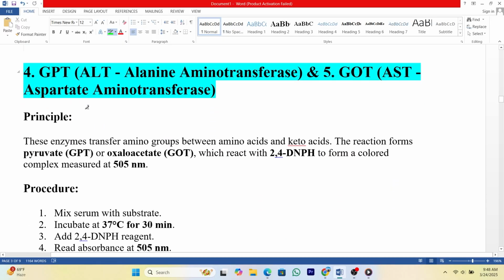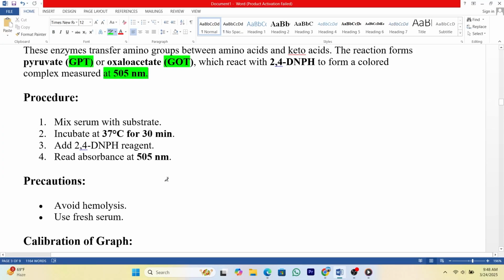4. GPT, ALT, alanine aminotransferase, and 5. GOT, AST, aspartate aminotransferase. Principle. These enzymes transfer amino groups between amino acids and keto acids. The reaction forms pyruvate, GPT, or oxaloacetate, GOT, which react with 2,4-DNPH to form a colored complex measured at 505 nm.